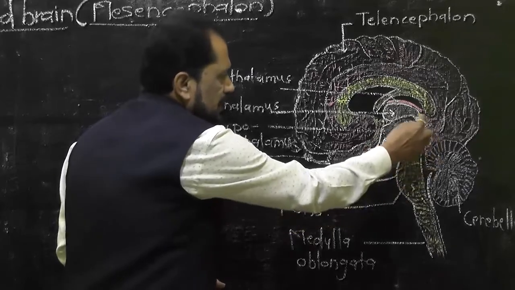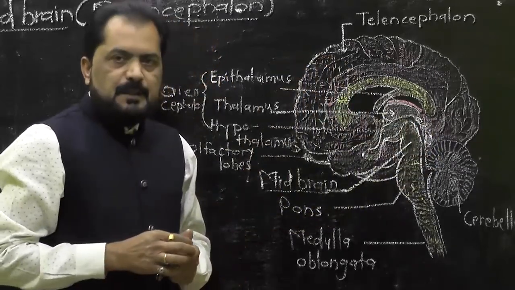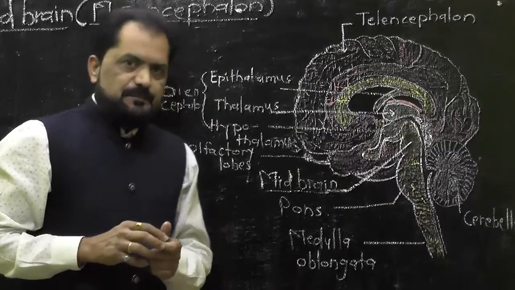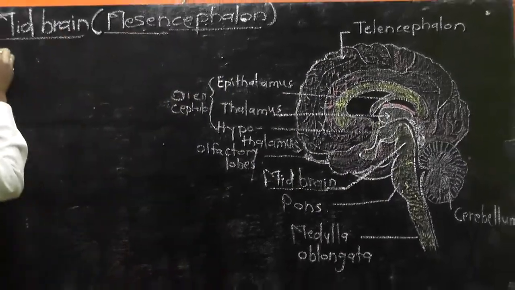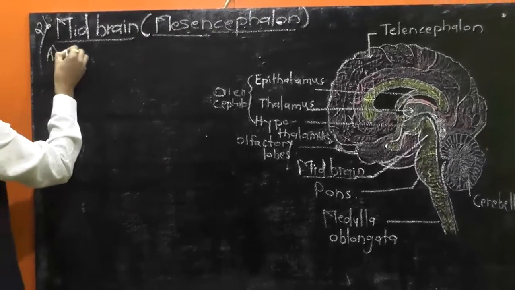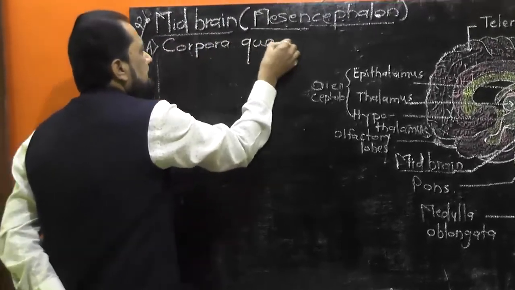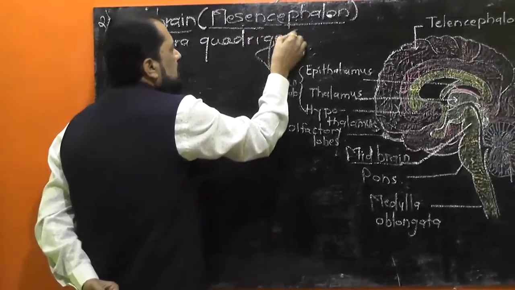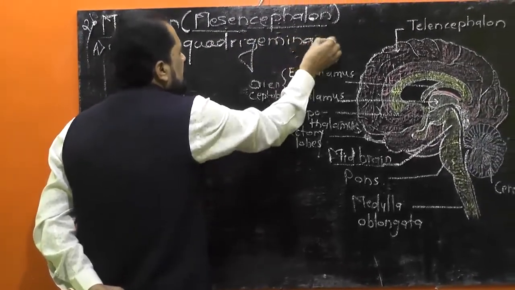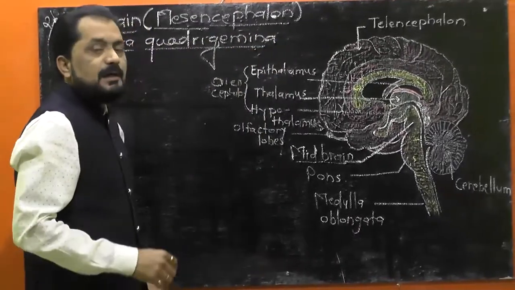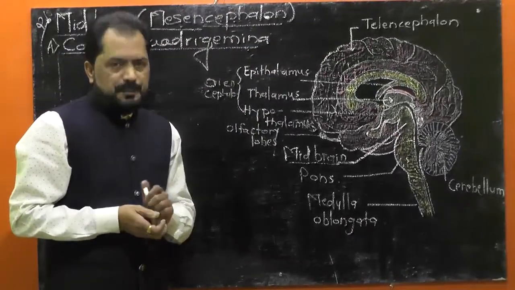This much part represents the midbrain. Now the midbrain consists of two major structures, such as corpora quadrigemina, and the second part is cerebral peduncles or crura cerebri.